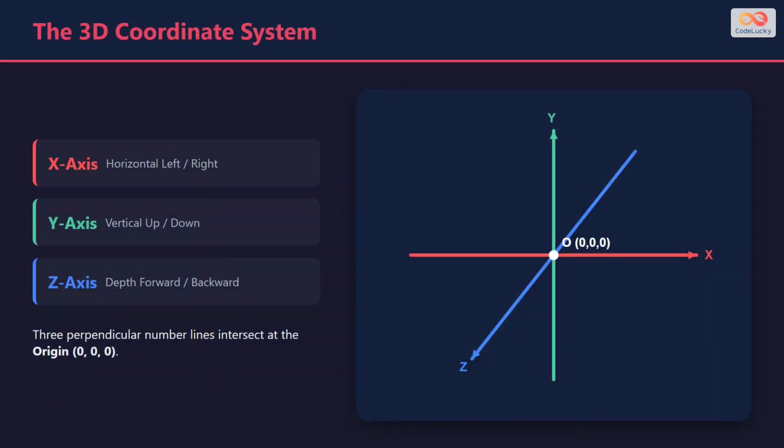How do we map locations in this vast space? We use the three-dimensional coordinate system. You are likely familiar with the x and y axes from flat graphs. In space, we add a third axis, the z-axis, which represents depth. These 3 number lines are perpendicular to each other and meet at a center point called the origin. The x-axis moves left and right, the y-axis moves up and down, and the z-axis moves forward and backward.